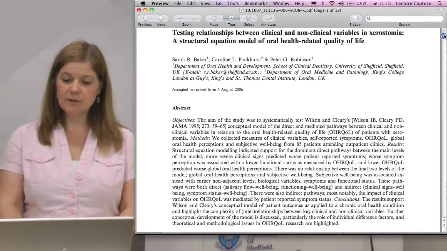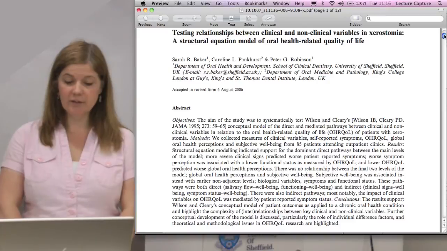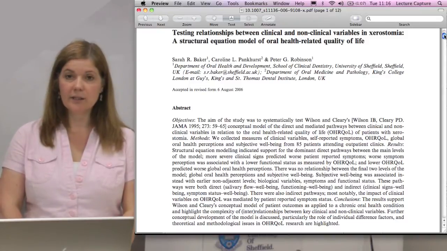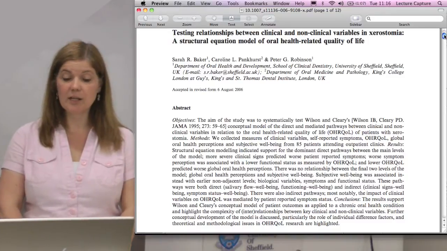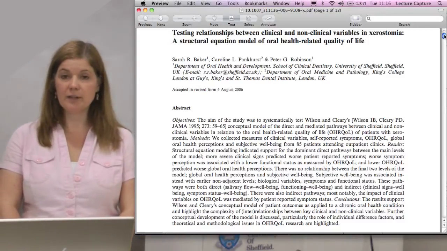And so you can see right off, really, from the first sentence that this is going to be quantitative. It says the aim of the study was to systematically test Wilson and Cleary's conceptual model. So I said to you a bit earlier that quantitative is often about testing theory. And so here we have a theory, it's called the Wilson and Cleary theory.